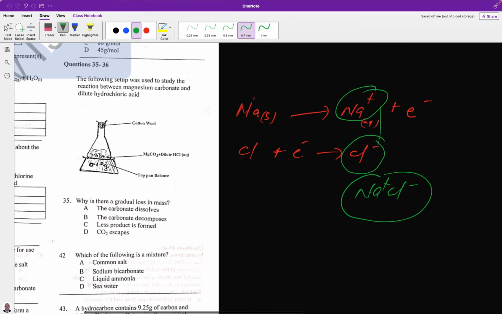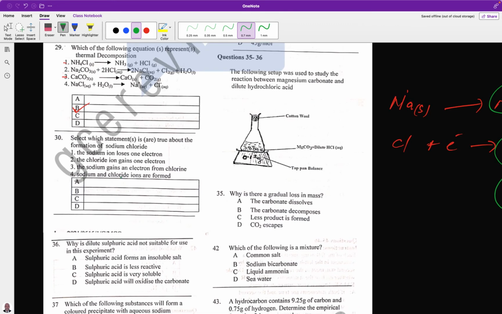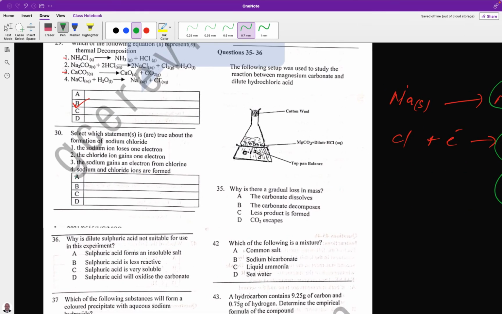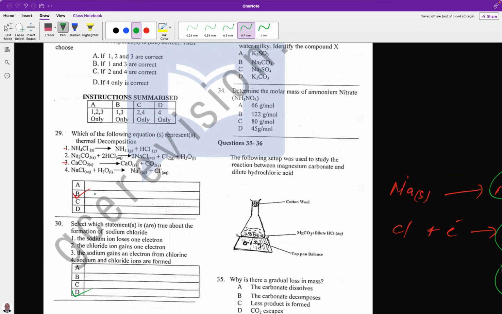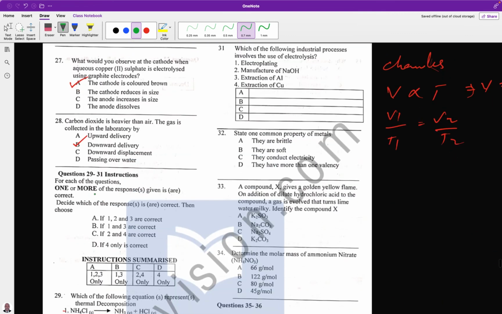In that case, we are taking 4. Sodium and chloride ions are formed. When sodium loses an electron, an ion is formed. When chlorine gains an electron, an ion is formed. So the ions are formed as I've indicated them here. In that case, 4 is the right answer. And looking at our answer column, 4 is D. Okay, number 31.